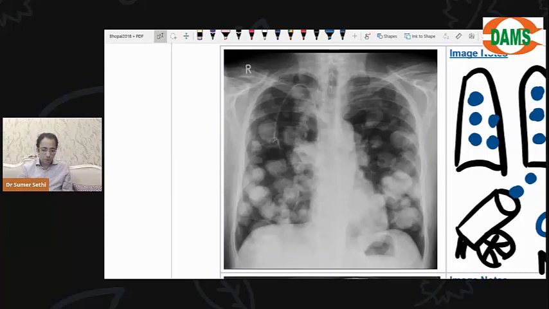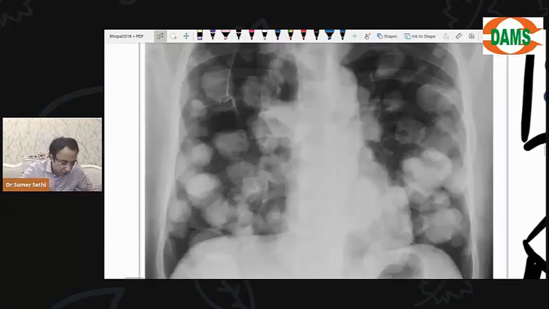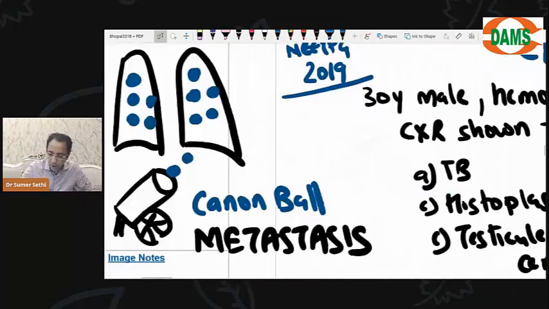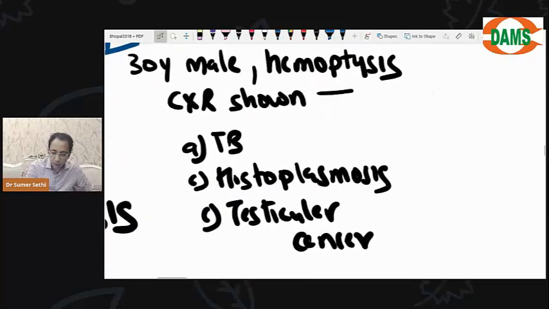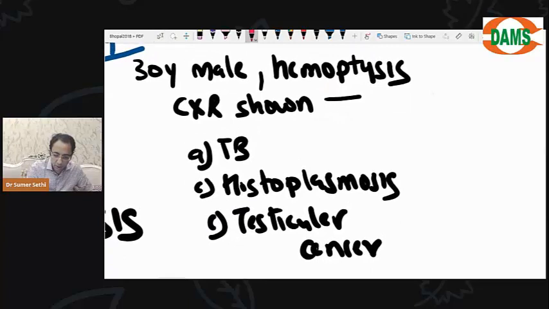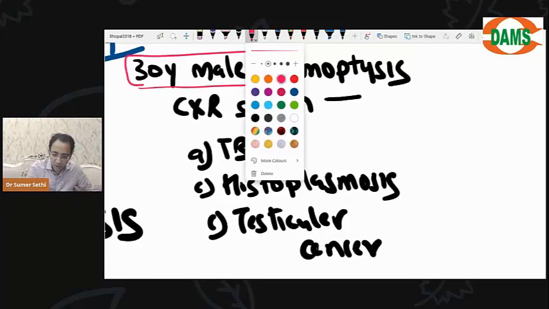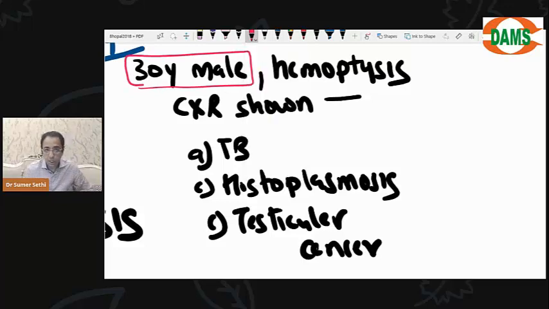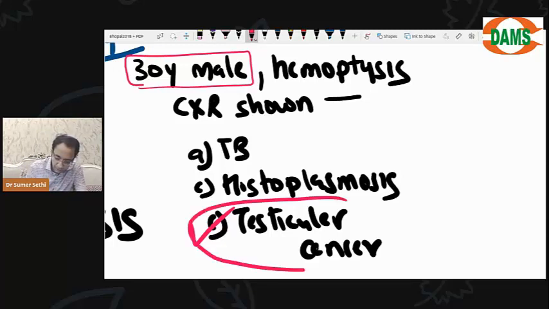The X-ray shown was this. So what do you see in this X-ray? Cannonball appearance. 30-year-old male. Now in a 30-year-old male, if you see an X-ray suggesting metastasis, not many cancers occur in young people. So we have to think of cancers like testicular tumors, which are problems of young males. Do you remember? So the answer was testicular malignancy.